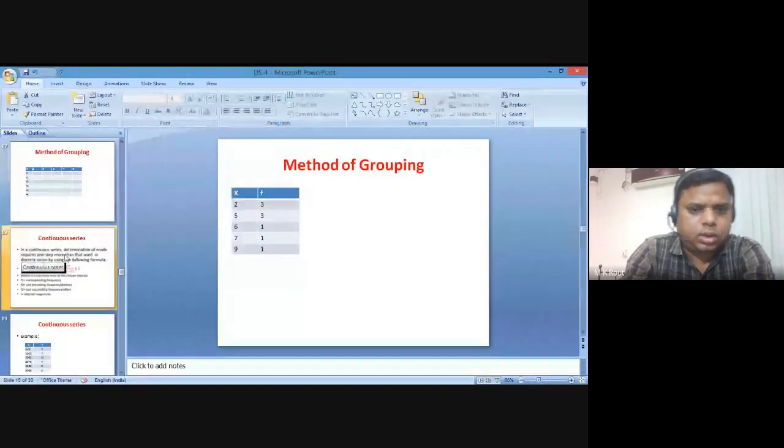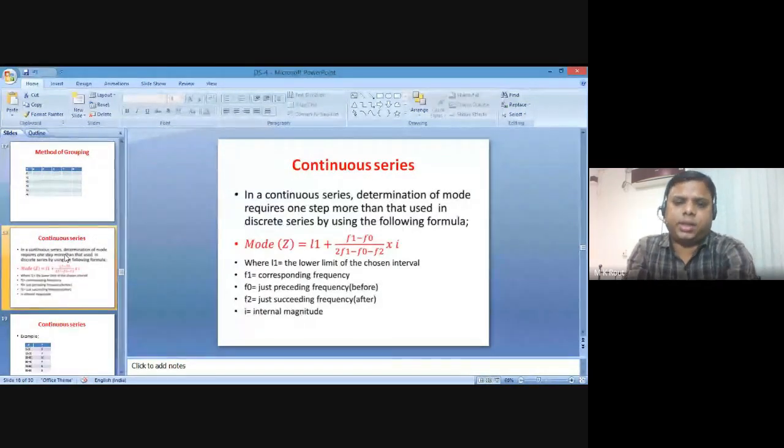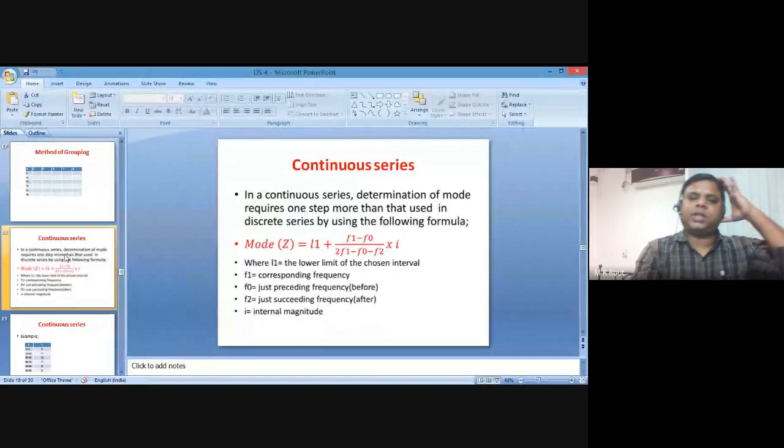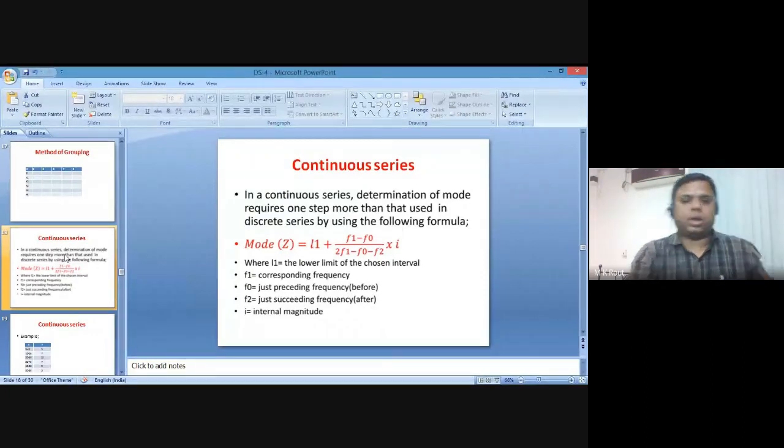Okay. Let's move to the next one. In case of a continuous series, the determination of mode requires one step or more than that compared to the discrete series, using the following formula. In case of individual series, you can directly use the method of inspection. In case of discrete series, you can use the grouping method. But in case of continuous series, it is difficult to find the mode. That's why you are using this particular formula.